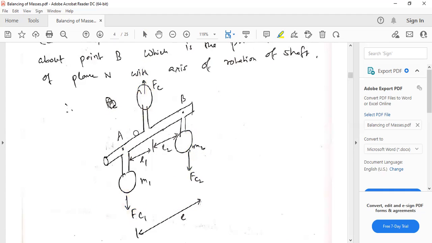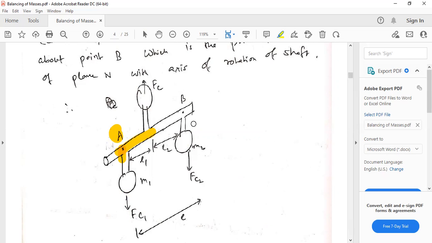How will we find the moment? If we take point A, then the moment of FC will be FC into L1, force into perpendicular distance. Similarly, about point A, the moment of this FC2 will be FC2 into L.